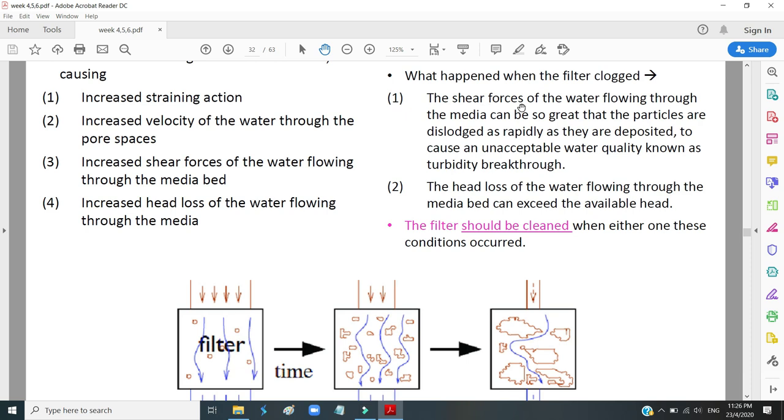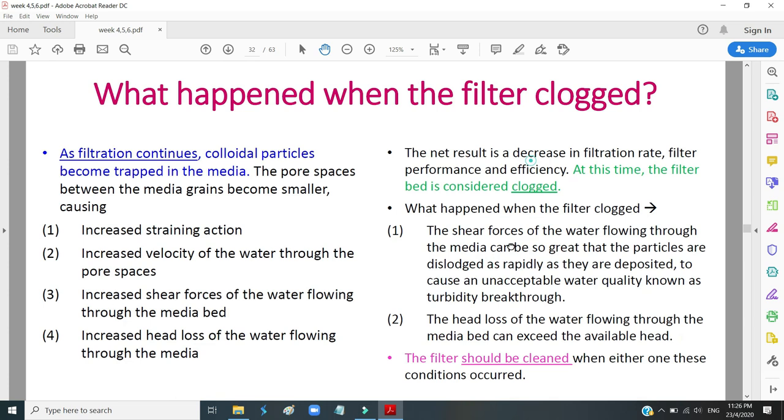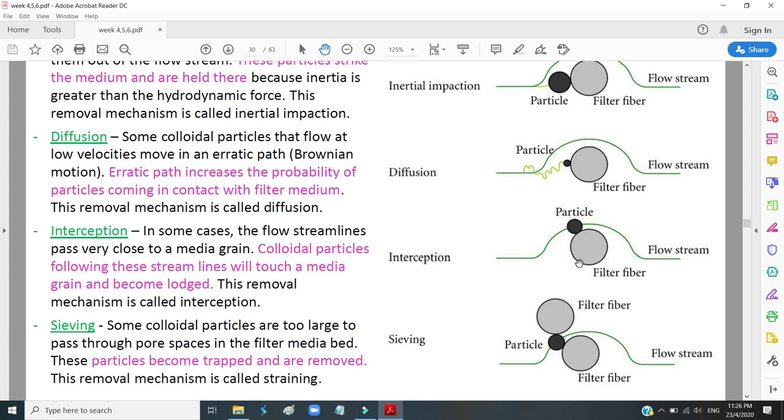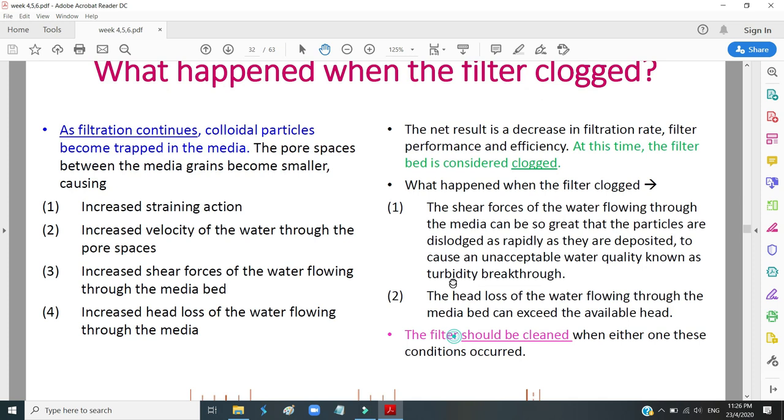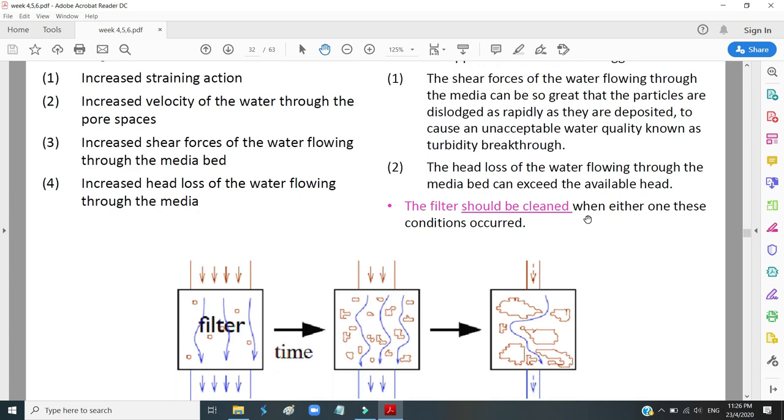The shear forces of the water flowing through the media can be so great that the particles are dislodged as rapidly as they are deposited, causing an unacceptable water quality known as turbidity breakthrough. So it will be so strong that the particles that had previously been lodged here will now be forced away by the water, and then the water will become turbid again, milky and brownish in color again.